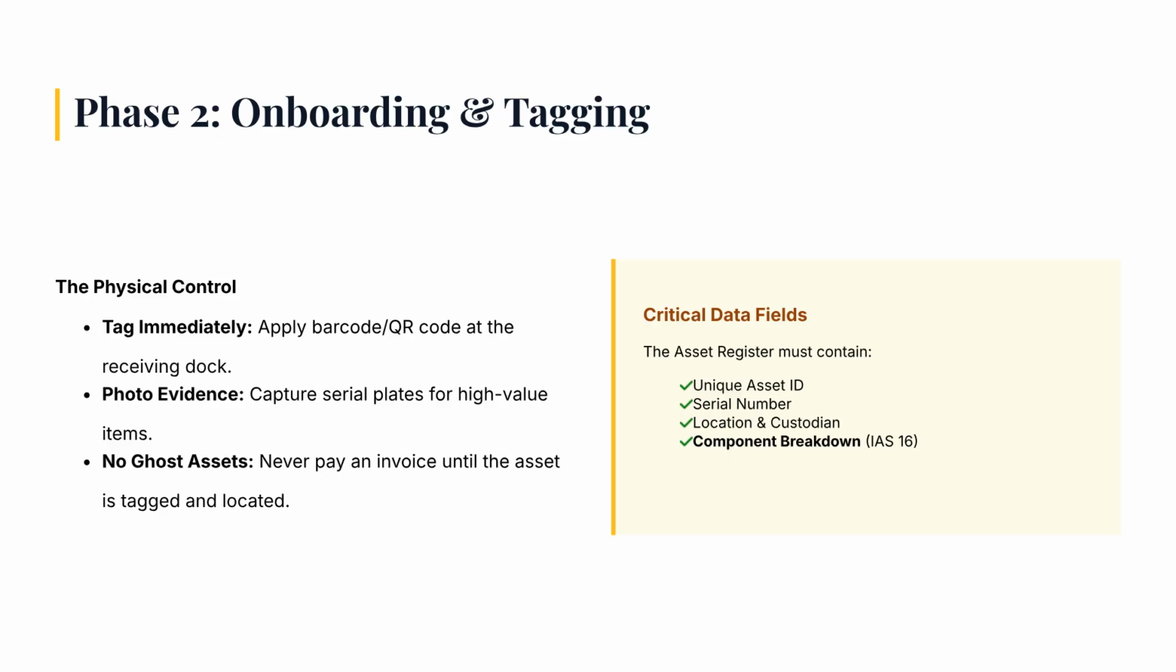When we record the asset in the register, we need specific data. Of course, we need the serial number and location. But for IAS 16 compliance, the most critical field is the component breakdown. As we discussed in the airline example, you cannot just record one truck. You might need to record truck body and truck tires separately if they have different useful lives. If you don't capture this data now on day 1, your depreciation will be wrong for years.